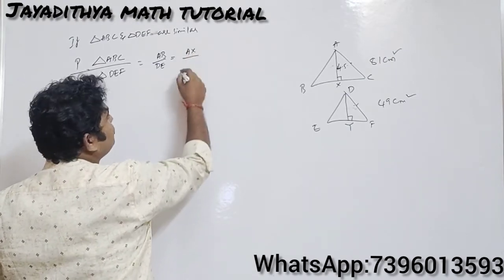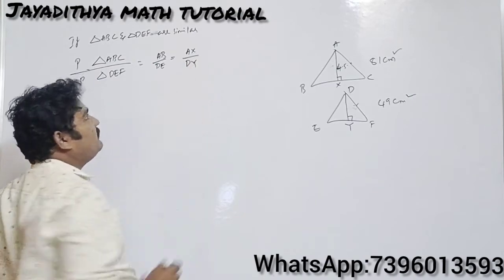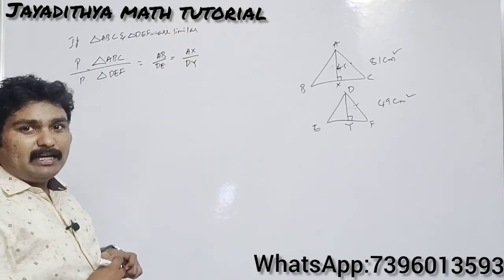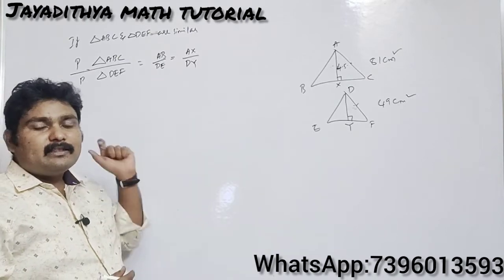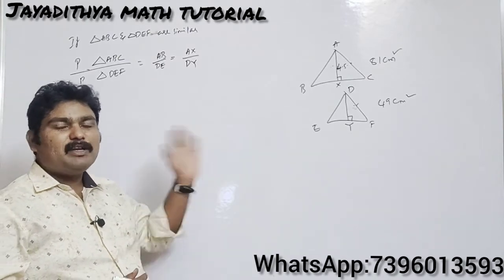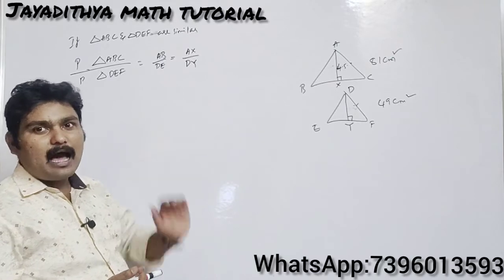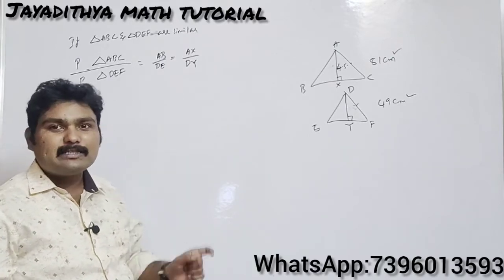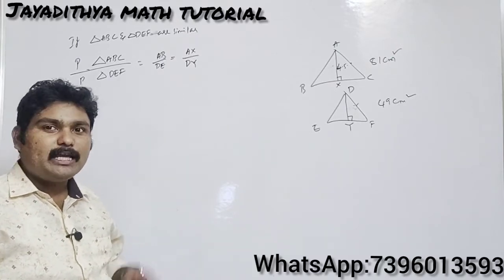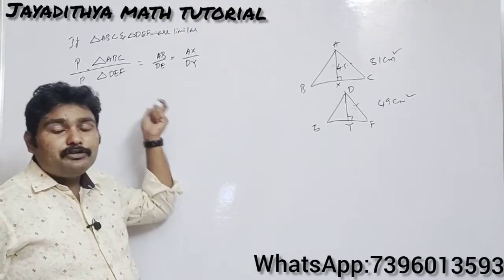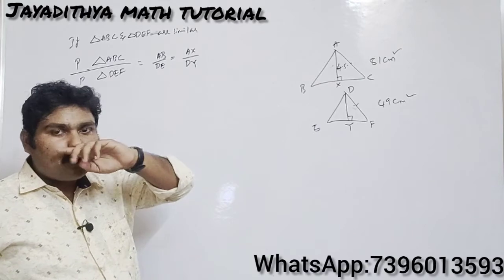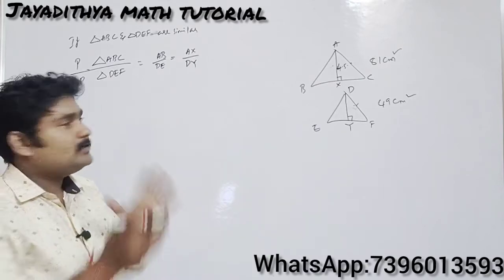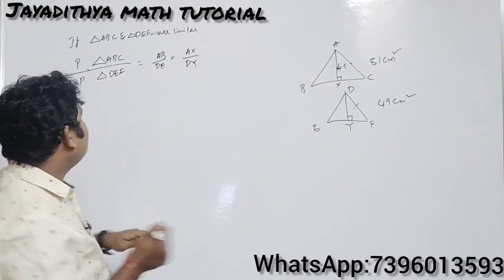So this is equal to AX by DY. Clear? That means the ratio of corresponding sides will be equal to the ratio of their corresponding altitudes also. The ratio of corresponding sides will be equal to the ratio of their corresponding medians also. That means wherever you are using the ratio of corresponding sides, you can use the ratio of their corresponding altitudes here. Okay, just directly apply all this.